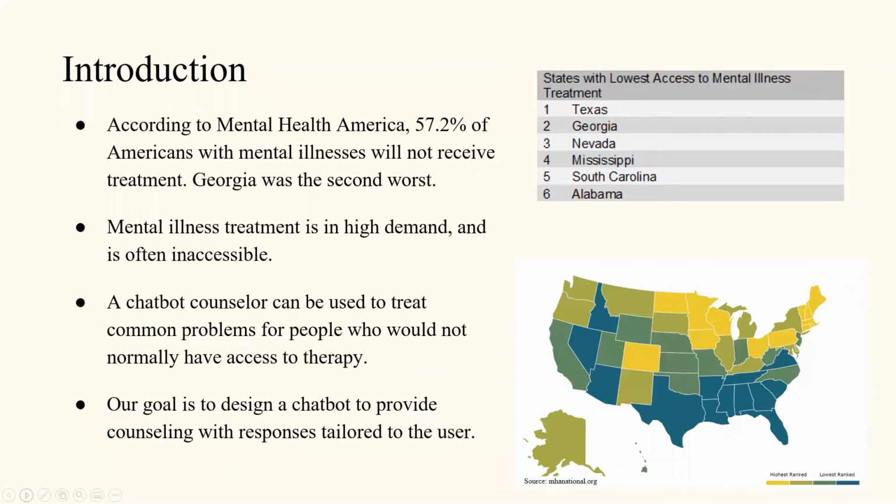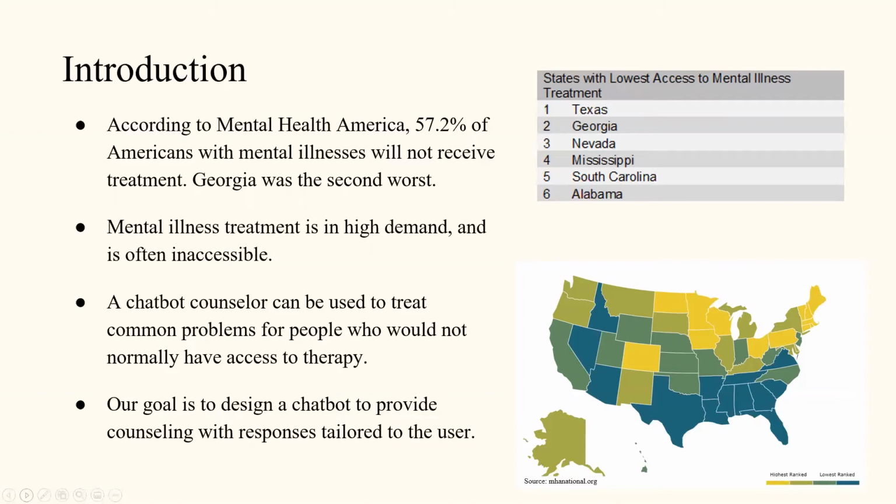Just to start off, according to Mental Health America, 57.2% of Americans with mental illnesses will not receive treatment this year. If you look at the map in the bottom right, lowest scoring states are primarily in the Southeast, and Georgia is actually the second worst. Treatment for mental illnesses is in really high demand, but it's often really inaccessible. We want to create a software solution, which would be a chatbot counselor to help treat people with non-severe cases.